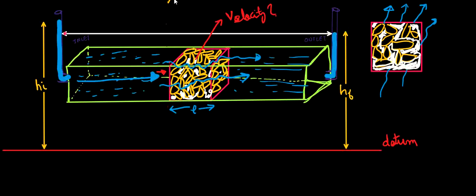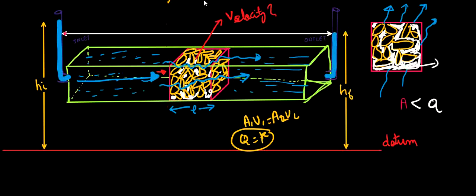We can clearly see that this area is less than the total cross sectional area. Suppose this is small a, so this area is less than total cross sectional area. And also, you must have studied in fluid mechanics that A1V1 is equal to A2V2. This is nothing but the equation of continuity. This suggests that discharge remains constant throughout the section of a flowing fluid.